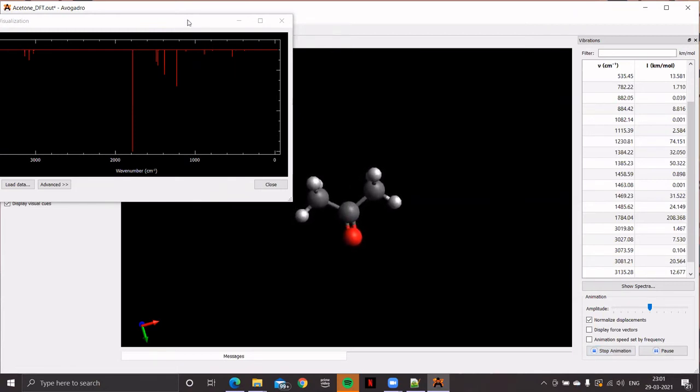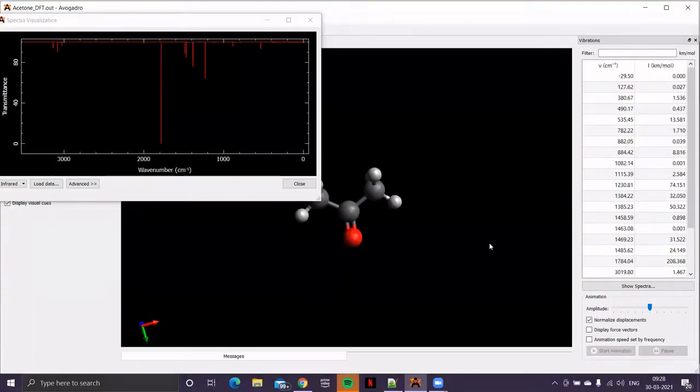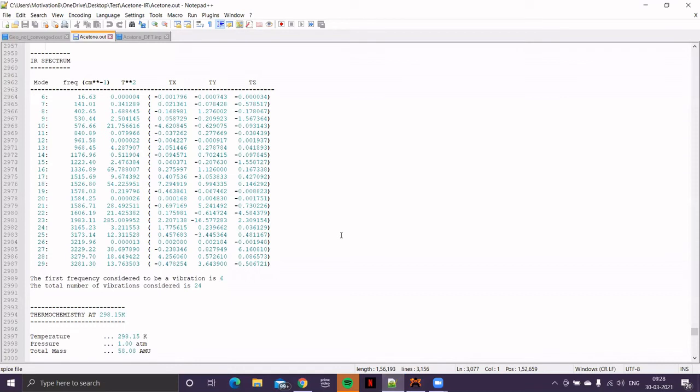So with the DFT, you are getting a spectrum which is very much closer to the experimental value. In addition to the IR spectrum, the other two useful pieces of information which we get from the frequency calculation, one is the information regarding the nature of the stationary point.